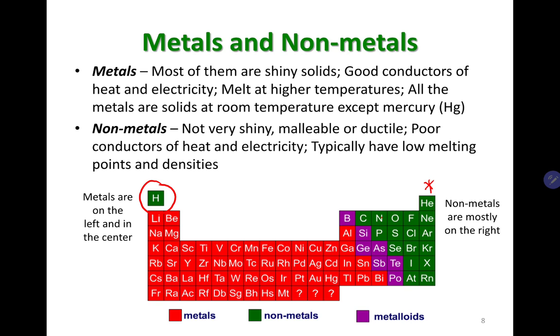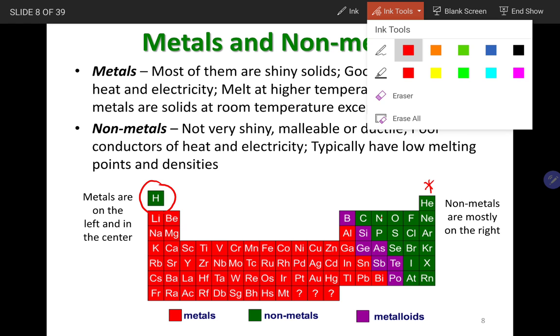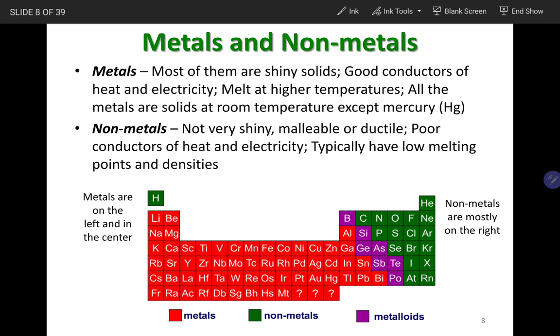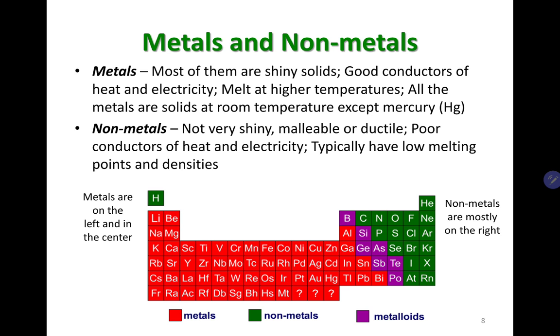And then everything else is what? Everything else is a metal. So we have more metals than non-metals in the periodic table, even though metals are rare. So you have more metals than non-metals. And why do we call certain elements metals and certain elements non-metals? Because of their characteristics, because of their physical and chemical properties.